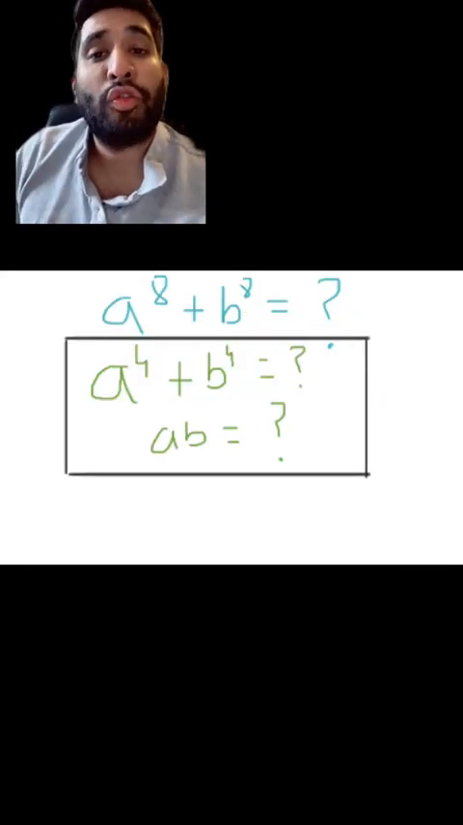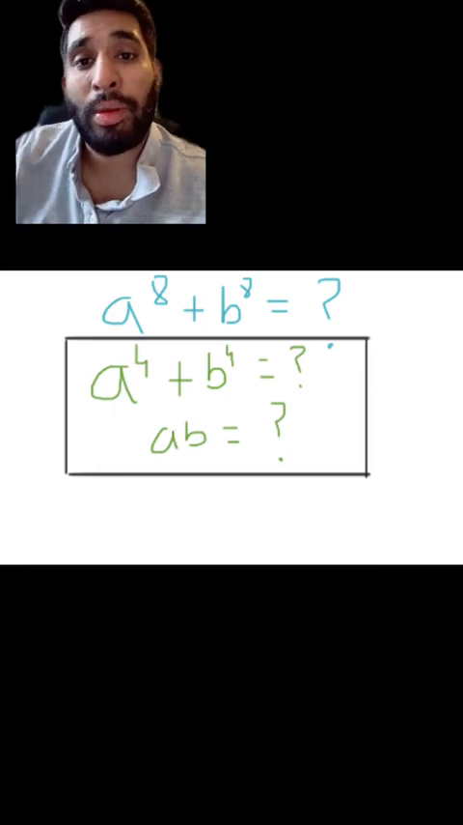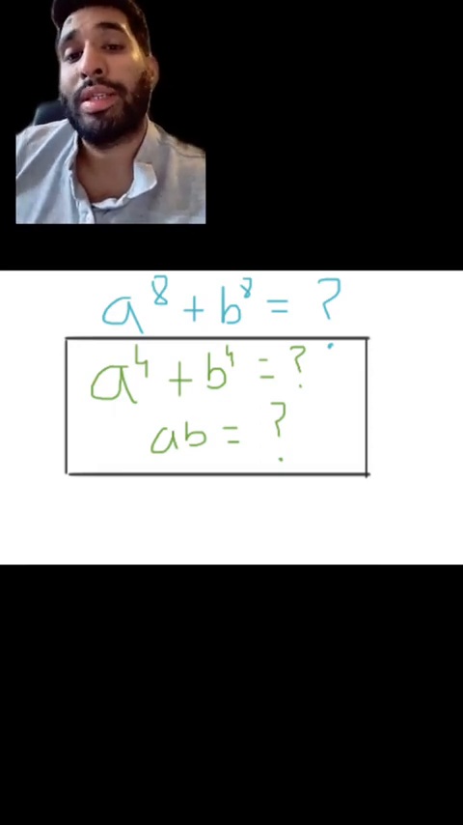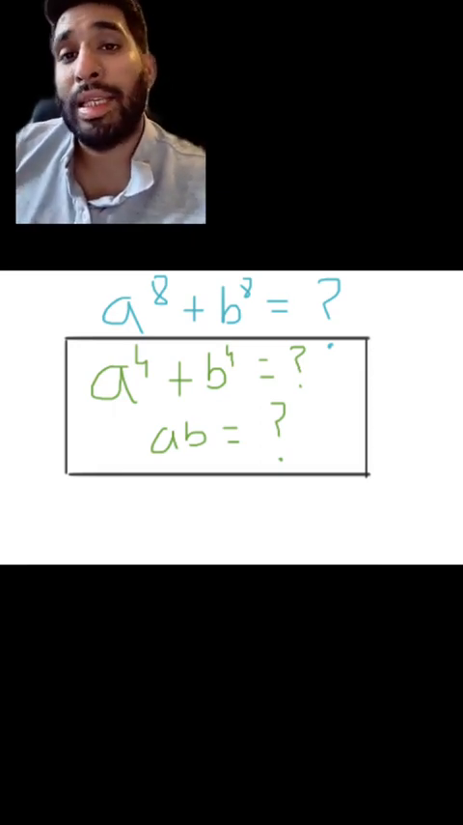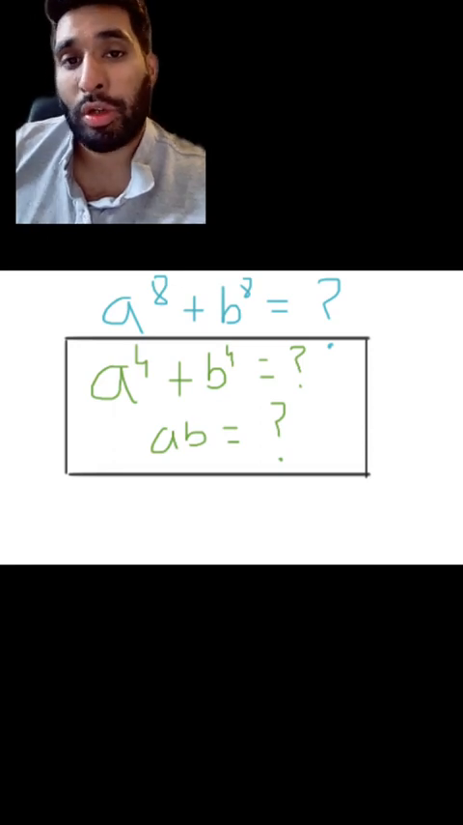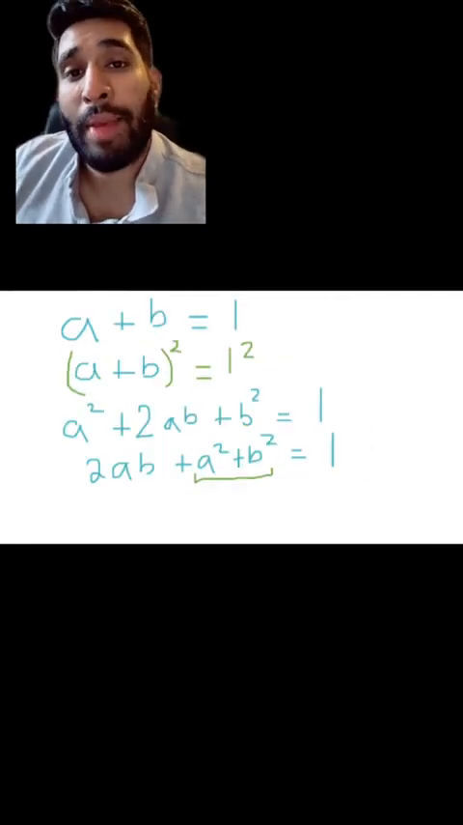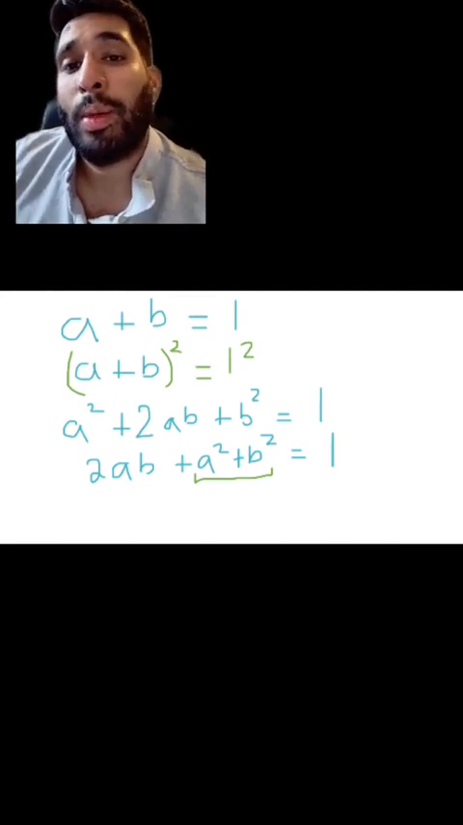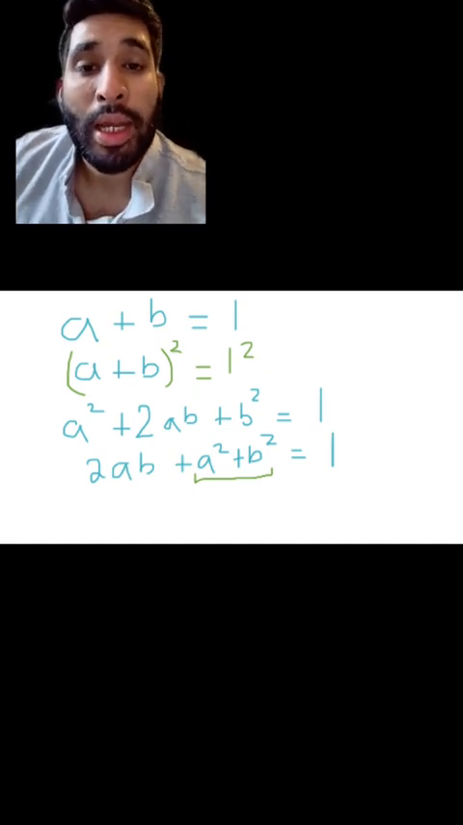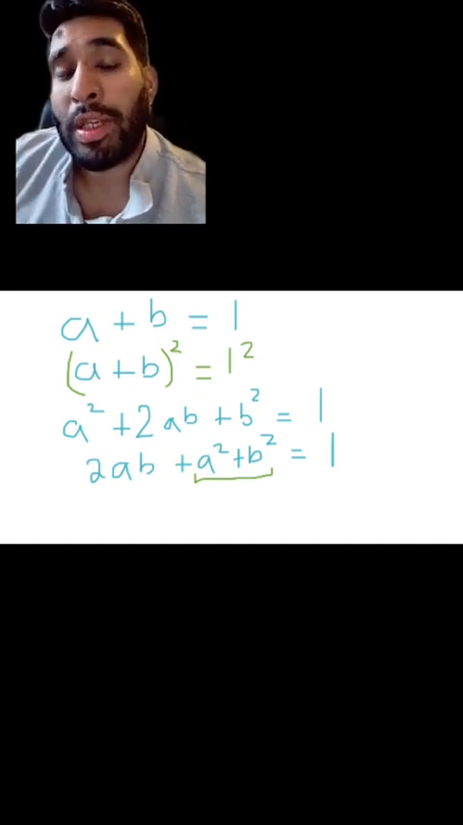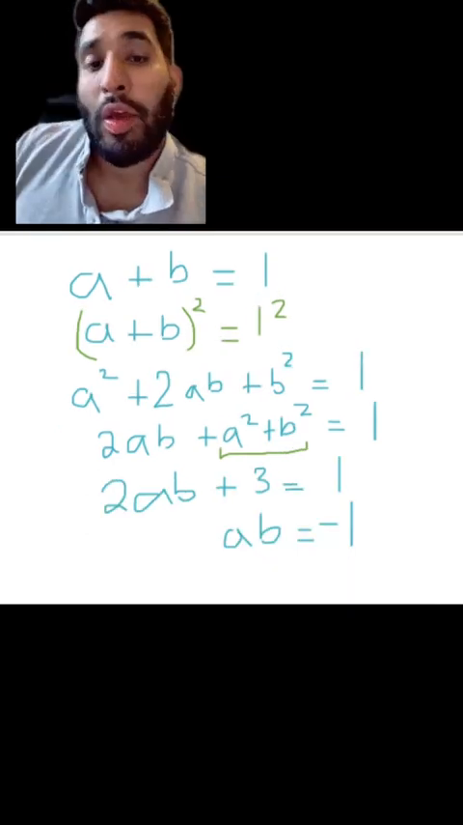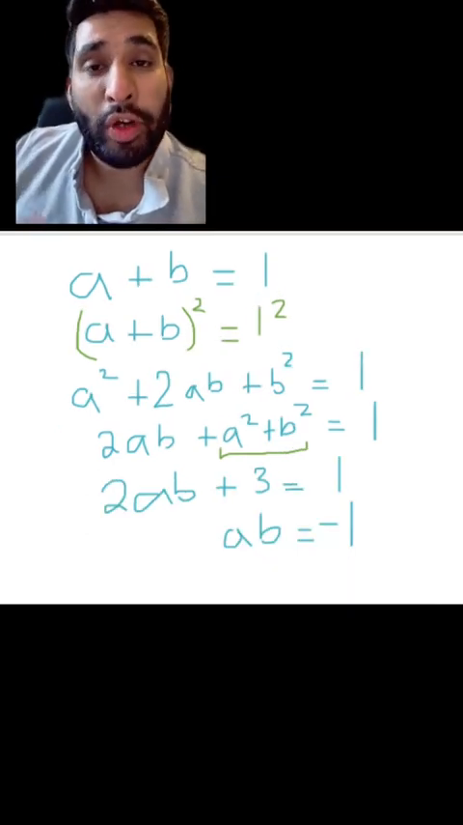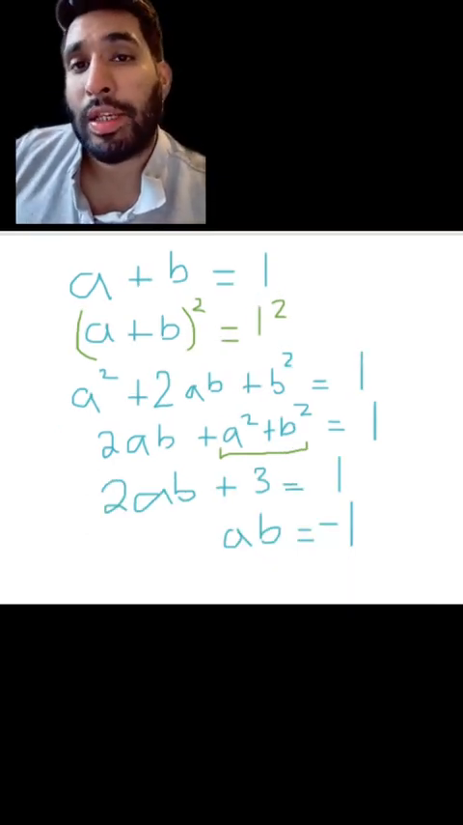So now we need to figure out what is a to the power of 4 plus b to the power of 4 and what is a times b. These two questions are much easier to answer. Next thing we'll do is take a plus b equals 1 and square both sides. As a result, we end up with 2ab plus a squared plus b squared equals 1. Now remember, a squared plus b squared is just equal to 3. When we substitute that in and solve for ab, we get ab is equal to -1.